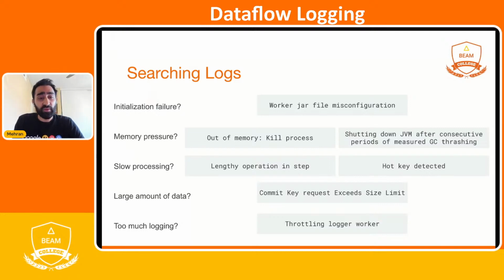And then lastly, if you have too much logging, you might also see a throttling logger worker. We do have a limit to logging. I believe it is about 15,000 logs per 30 seconds, if I recall correctly. You can reference that in the documentation. But you might also get a log message for having too much logging.